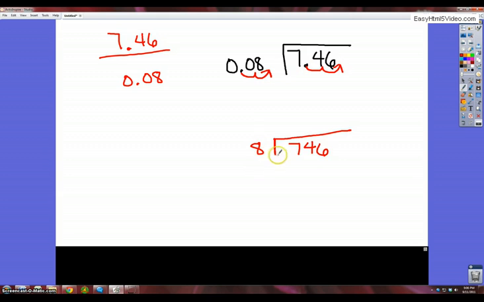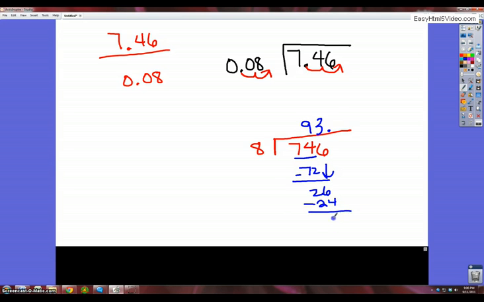Let's see, we're going to divide like normal. There is no decimal, but if you wanted to put the decimal, you could just bring up the decimal that's invisible behind the 6, but it's really not necessary. 8 goes into 7. Nope, it can't. 8 goes into 74 9 times. 9 times 8 is 72. Subtract, we get 2. Bring down your 6. 8 goes into 26 3 times. 8 times 3 is 24.